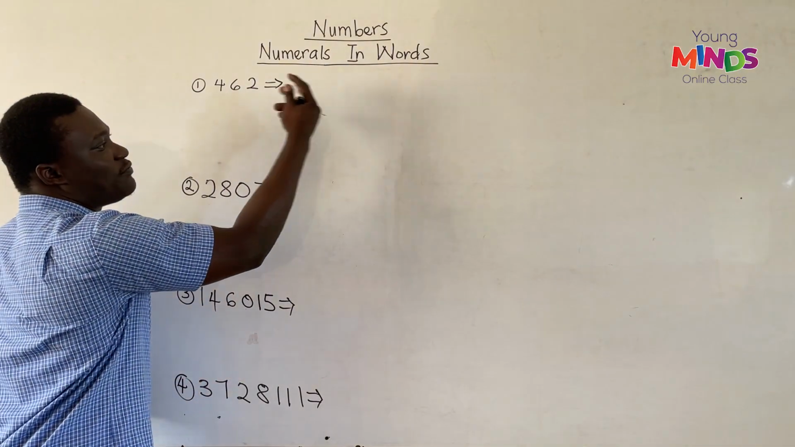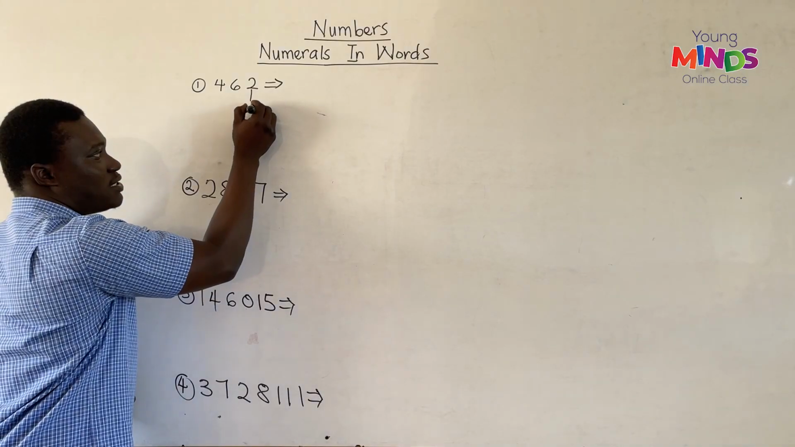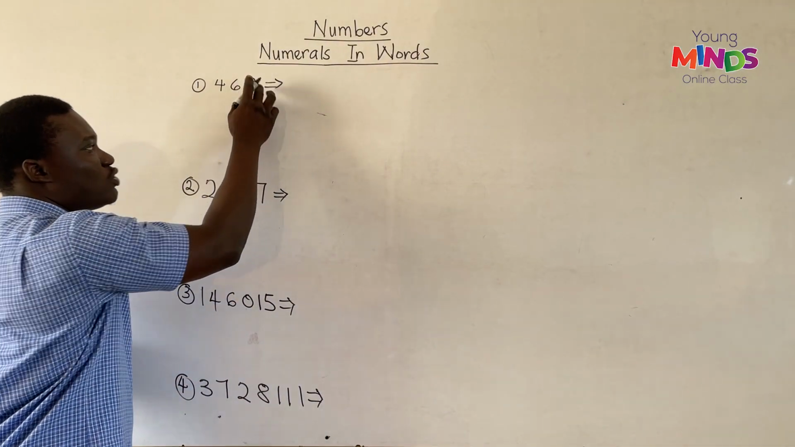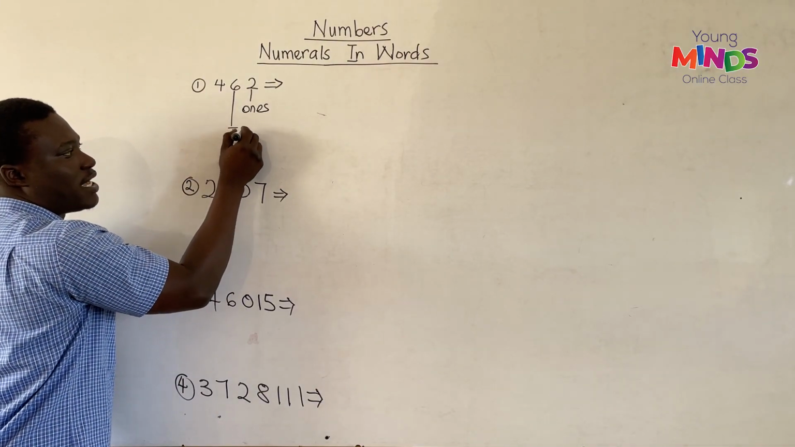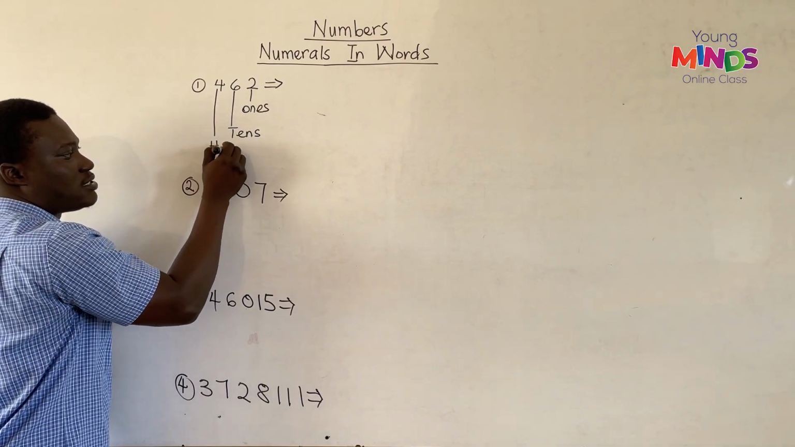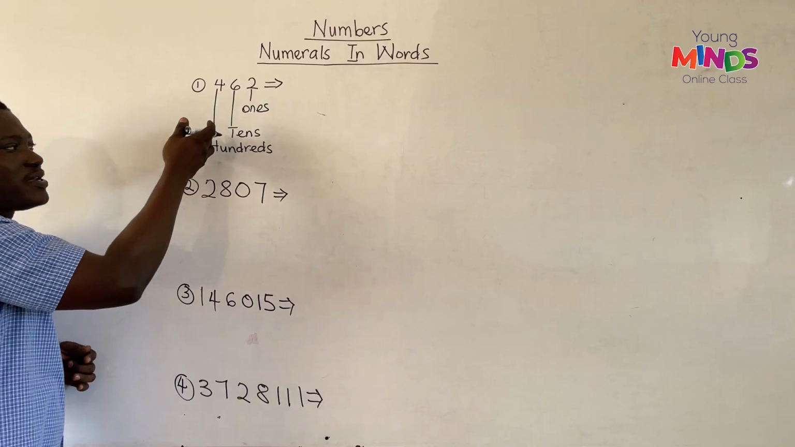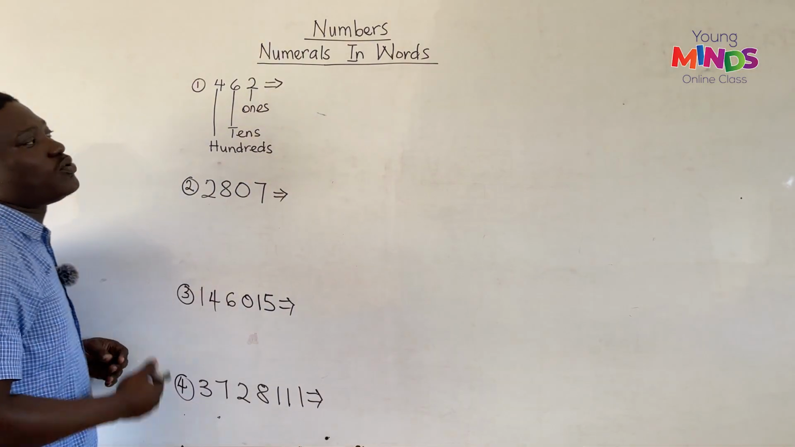Now, the first digit from the right to the left is ones. The place of 2 is ones. And then the next one, tens. And then the next, hundreds. So how these numbers are arranged is how we are going to say and then write in words.